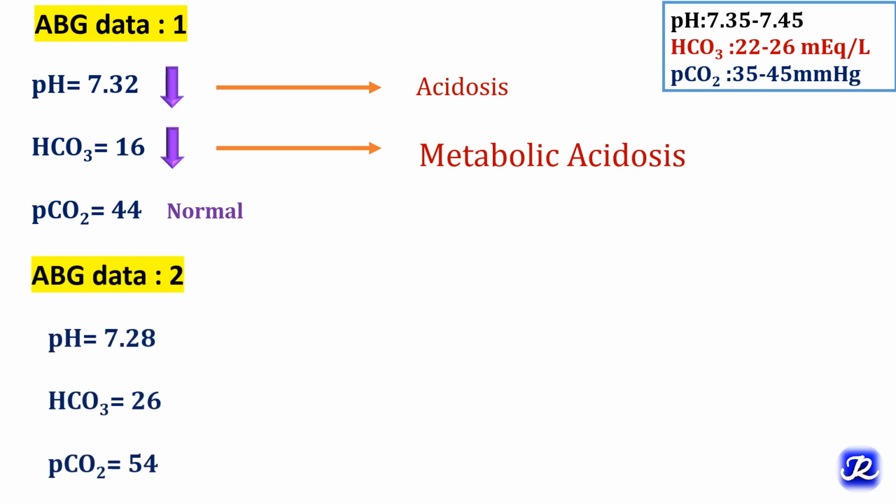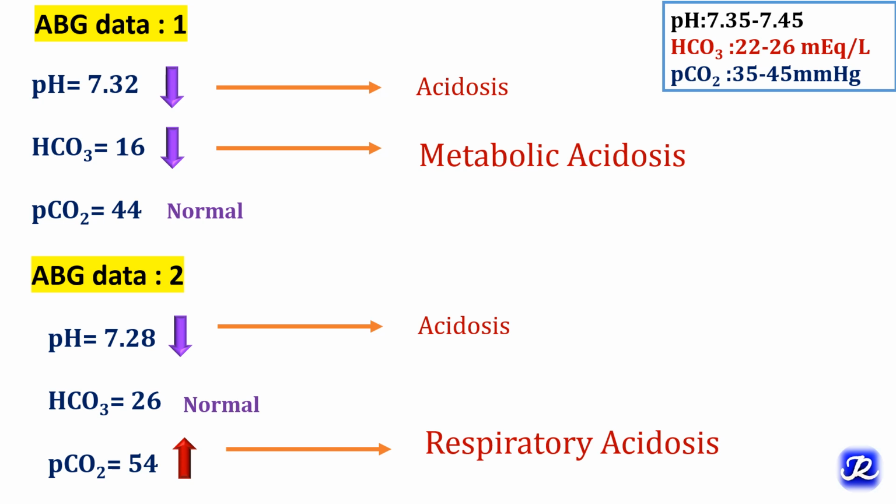The second ABG data shows pH 7.28, which is less than normal, means it is acidosis. Here bicarbonate level is normal and partial pressure of carbon dioxide is increased. It is more than 45 millimeters of mercury. So here we can see that there is a primary excess of carbonic acid. So the condition is respiratory acidosis.